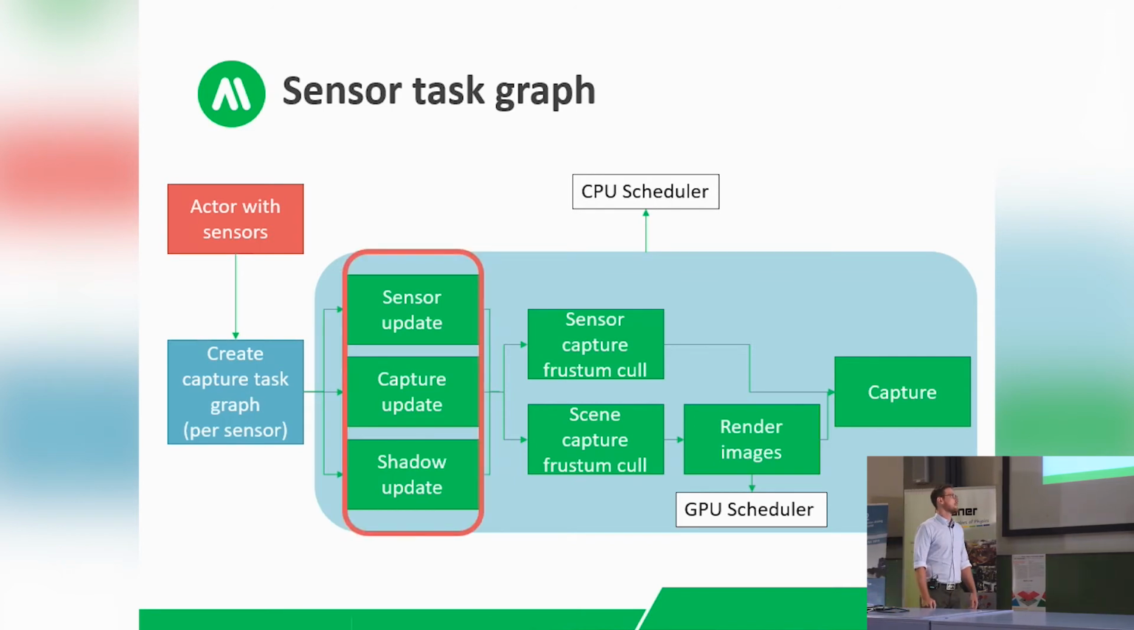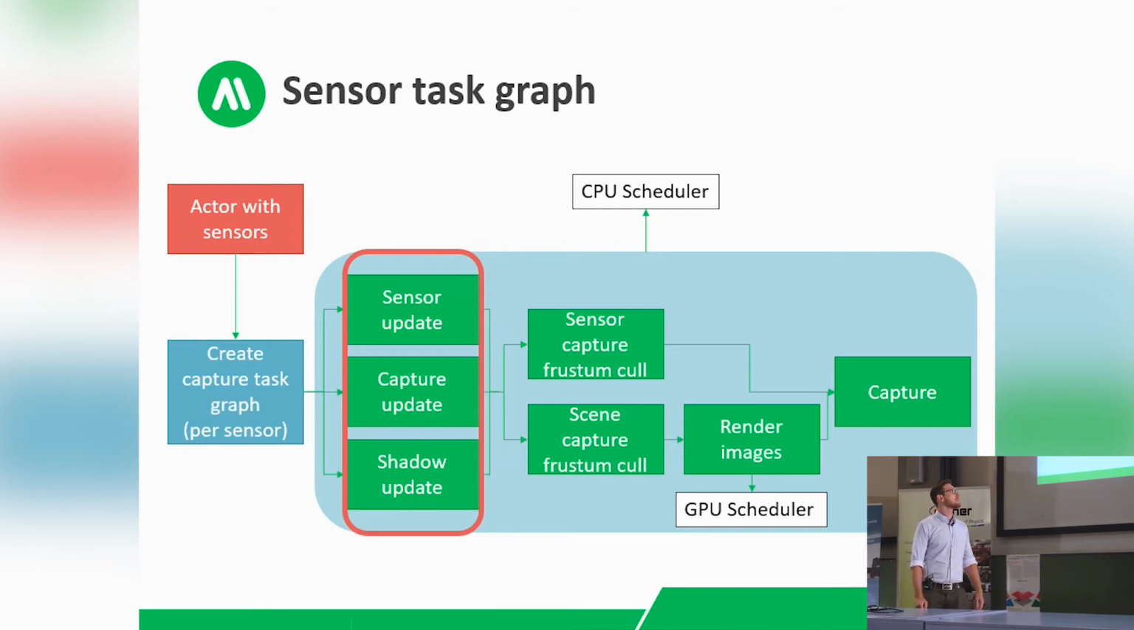There are three phases. The first one is an update phase. We update our capturing volumes, also known as frustums. I would like to add that not every sensor needs rendering. So maybe if we have a radar, for example, only the update task will be executed and put in the task graph.